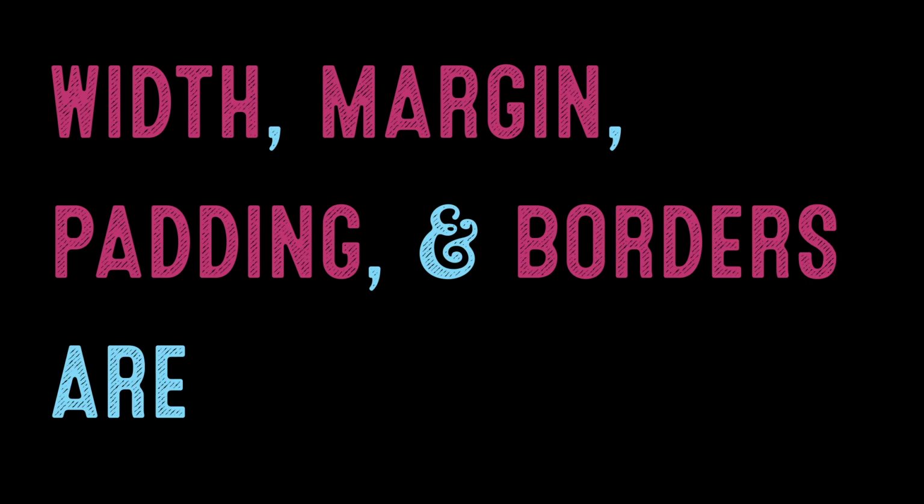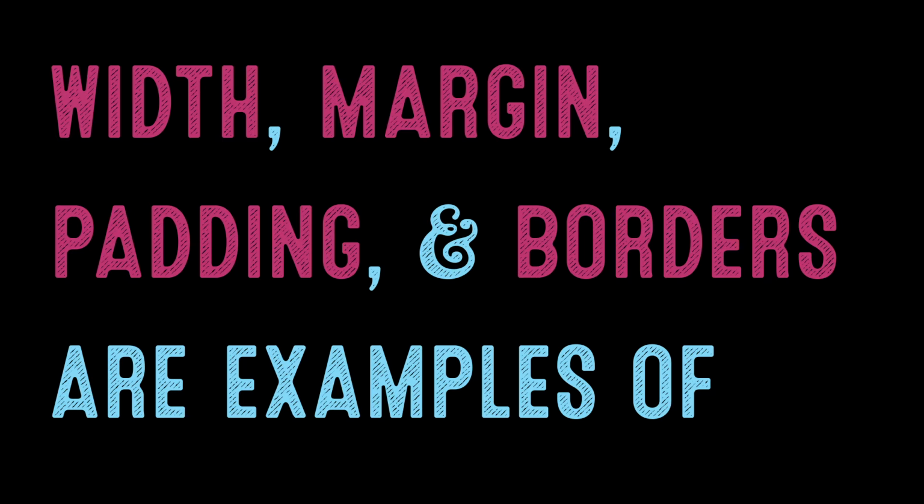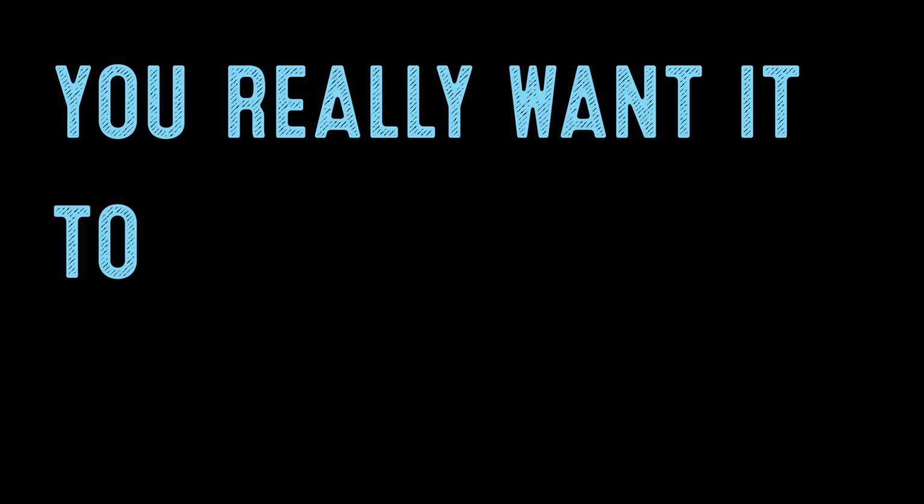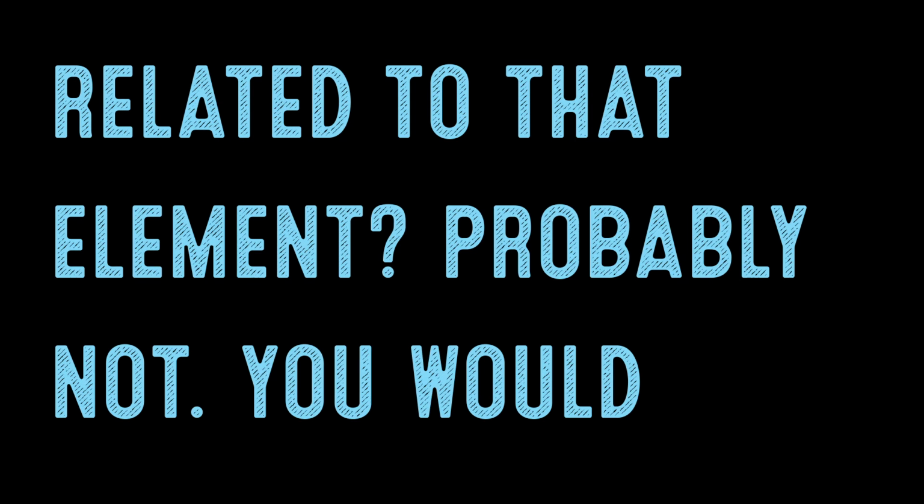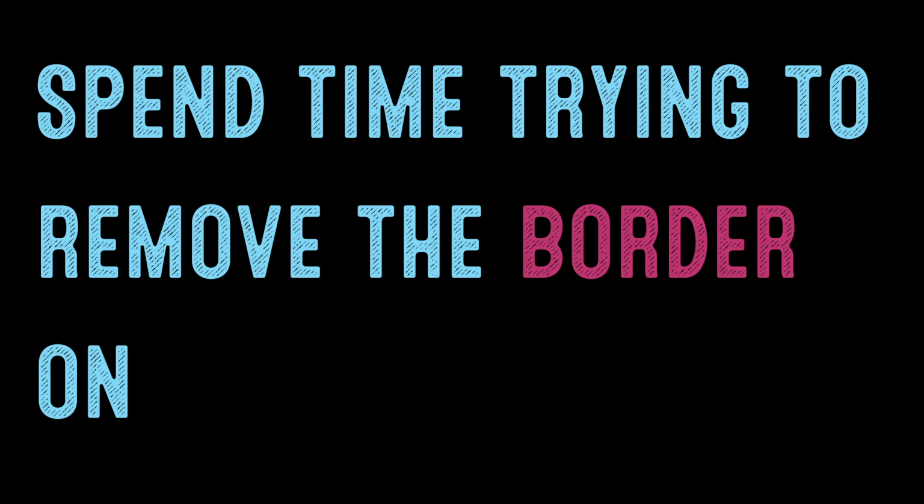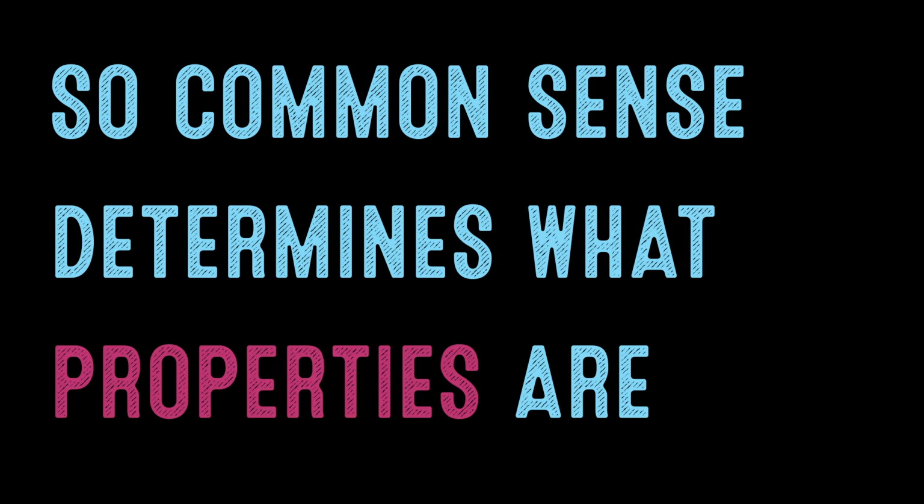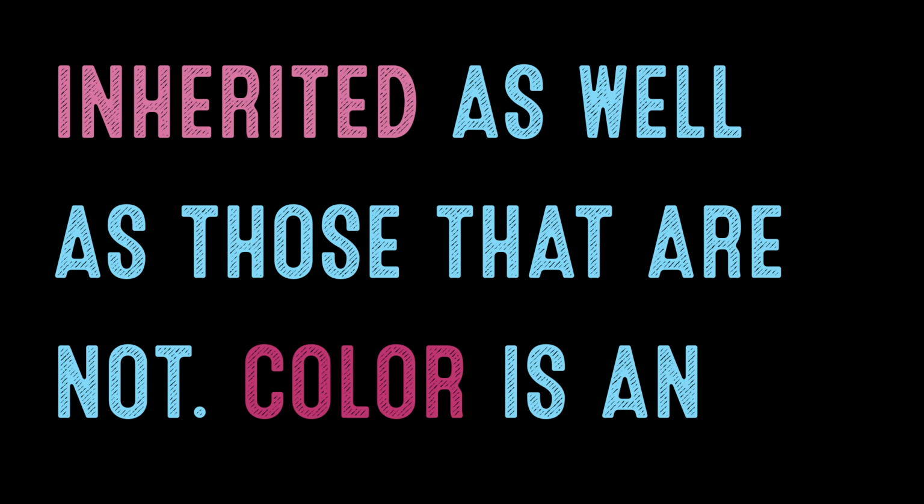Some properties are inherited while others are not, so it is important to know the difference. Width, margin, padding, and borders are examples of properties that are not inherited. If you think about it, if you added a border to an element, would you really want it to apply to all the child elements related to that element? Probably not. You would spend time trying to remove the border on multiple elements. So common sense determines what properties are inherited as well as those that are not.